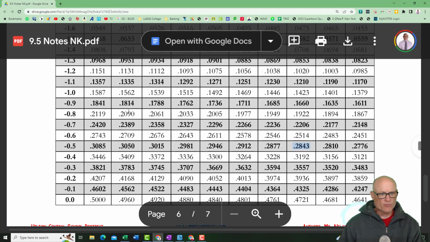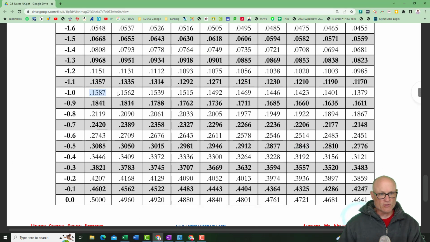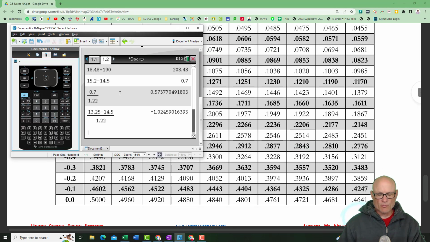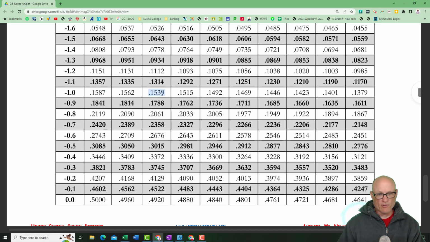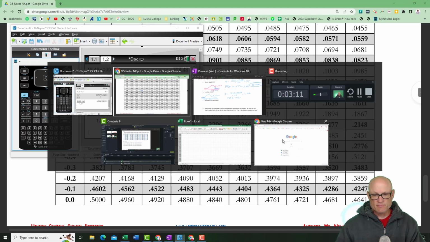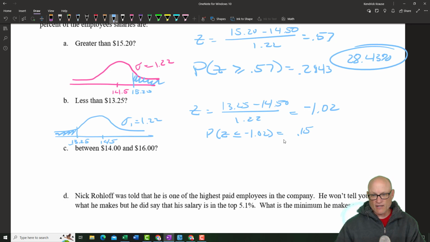Go look that up. 1.02 would be right here: 0.1539. If it does say percent, it's 15.39%. Now between 14 and 16, so this is one on the left and one on the right.